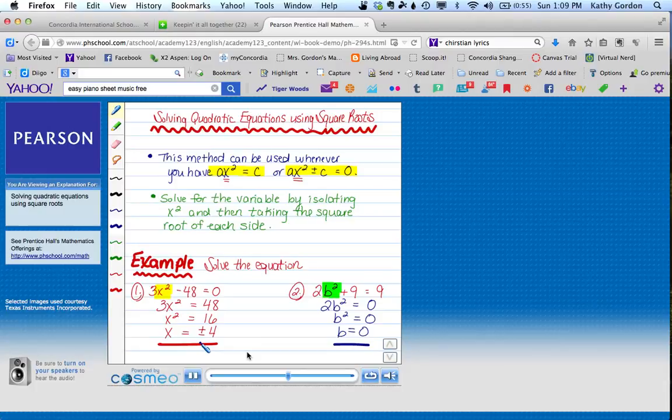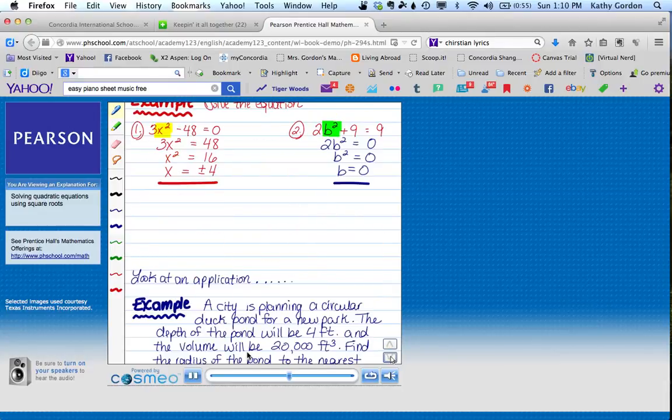Whereas in our first example, we did get two solutions. It is possible that at times you will get no solution. Now, that's a look at solving quadratics.